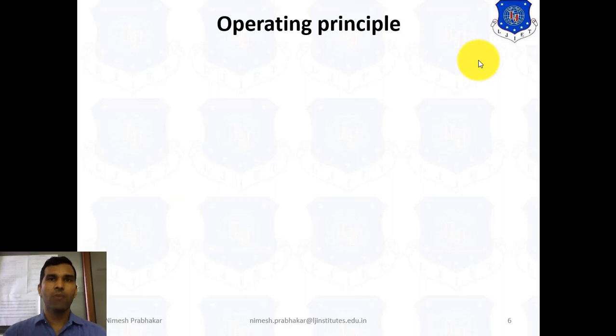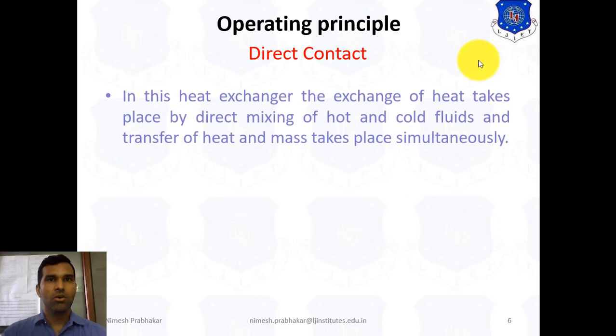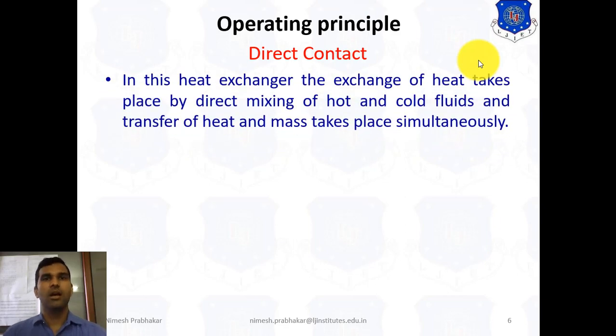The first type of operating principle is the direct contact heat exchanger. In this heat exchanger, the exchange of heat takes place by direct mixing of hot and cold fluid, and transfer of heat and mass take place simultaneously. An example of this type of heat exchanger is the cooling tower. Another is the jet condenser.